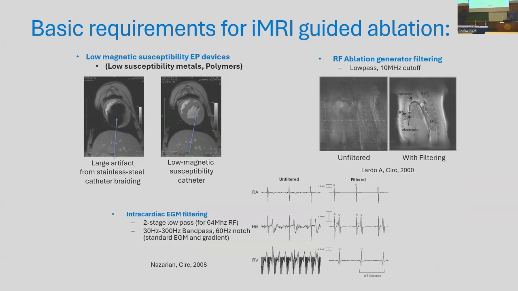There are several basic requirements to be able to perform interventional MRI-guided ablation. And these were some of the first techniques developed, a lot of this work pioneered by Dr. Halperin at Hopkins, who I've been fortunate to be a part of that group for several years. And this includes development of low magnetic susceptibility devices, application of filtering techniques to avoid introduction of EP equipment noise into the MR images, and conversely, filtering to suppress noise in the cardiac electrograms that might be generated during the MR scanning process.